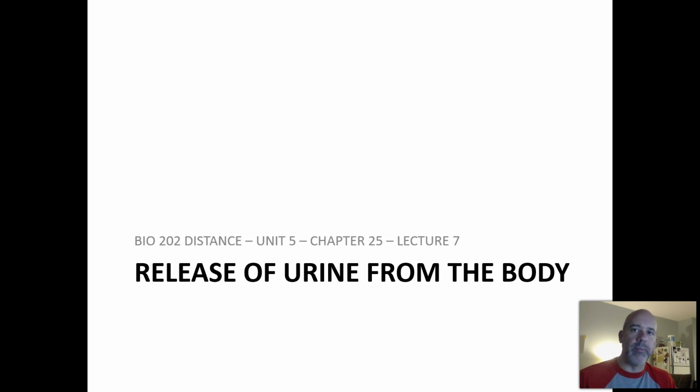So we're kind of putting all these body systems together and integrating all this information together here at the very end of the semester. Now we've finally gone through this process of producing the urine, making sure all the substances in the urine are at their proper concentrations. We have either diluted it or concentrated it as needed. And the next thing we need to do is release this urine from the body. So we'll talk about that in lecture number 7.